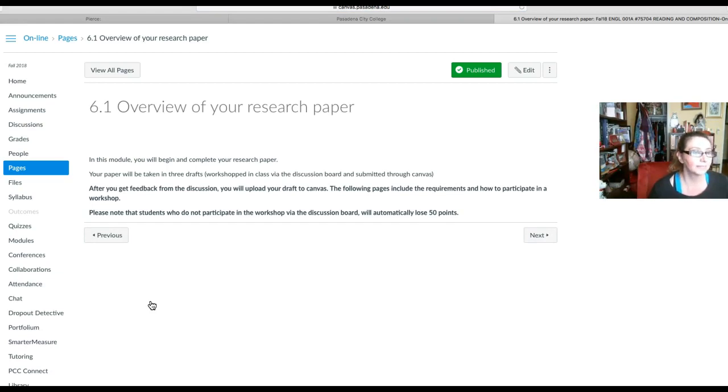Your paper will be taken in 3 drafts, workshopped in class via the discussion board, and submitted through Canvas. After you get feedback from the discussion, you will upload your draft to Canvas. The following pages include the requirements and how to participate in a workshop. Please note that students who do not participate in the workshop via the discussion board will automatically lose 50 points off draft 1 of your paper.